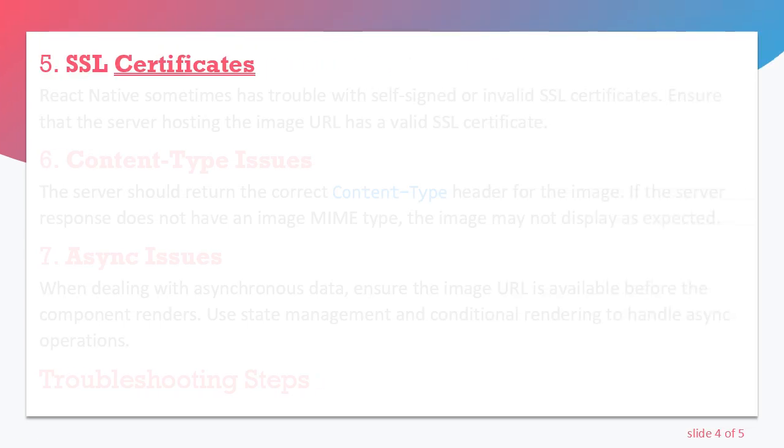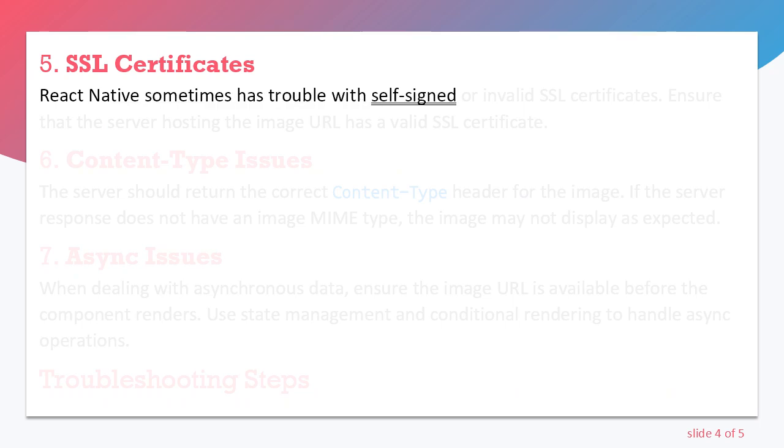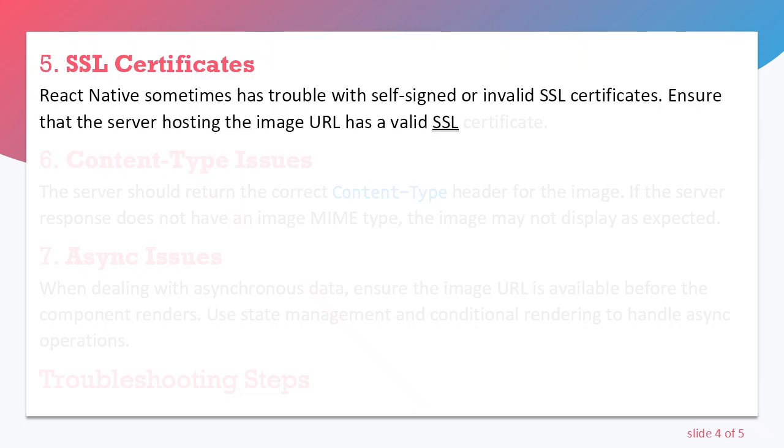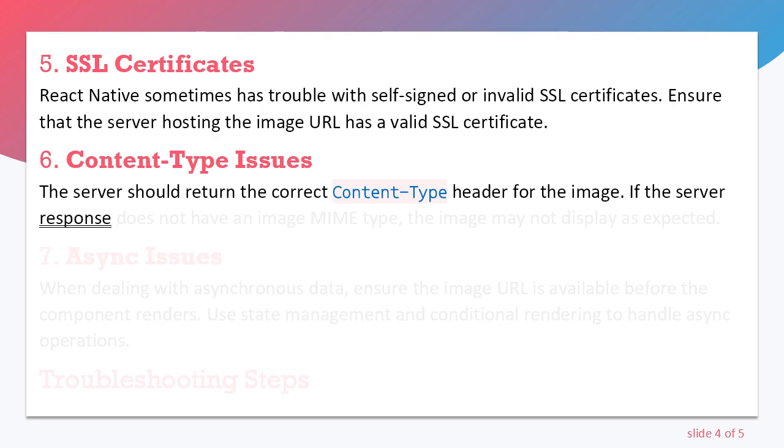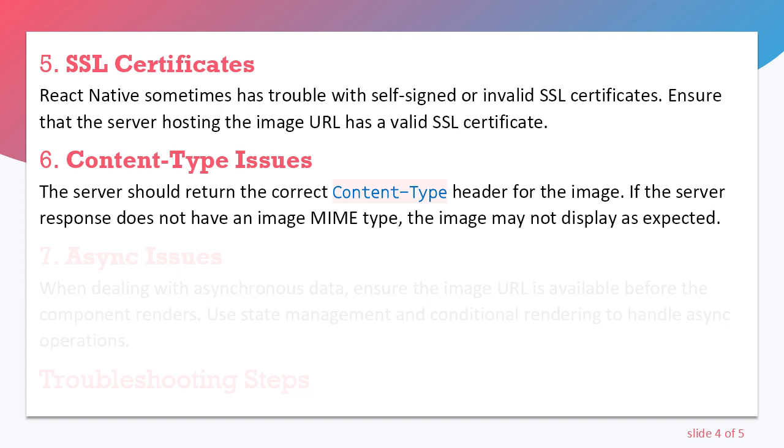5. SSL certificates. React Native sometimes has trouble with self-signed or invalid SSL certificates. Ensure that the server hosting the image URL has a valid SSL certificate. 6. Content type issues. The server should return the correct content type header for the image. If the server response does not have an image MIME type, the image may not display as expected.